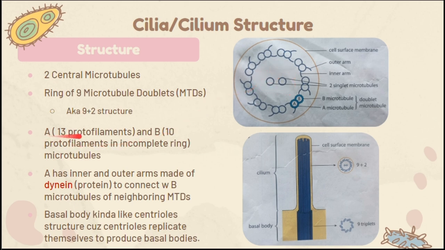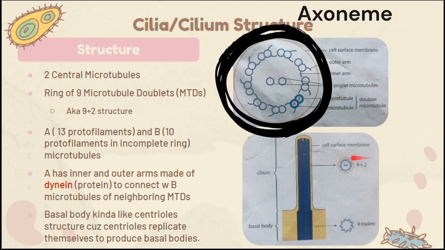The doublet contains A and B microtubules. A has a complete 13 protofilaments, expected of a microtubule, and B got the short end of the stick with just 10. A is given extra privilege too because it has an inner and outer arm made of the protein dynein, so it can connect to the B microtubules of neighboring MTDs during beating. Everything inside the CSM here is called the axoneme.